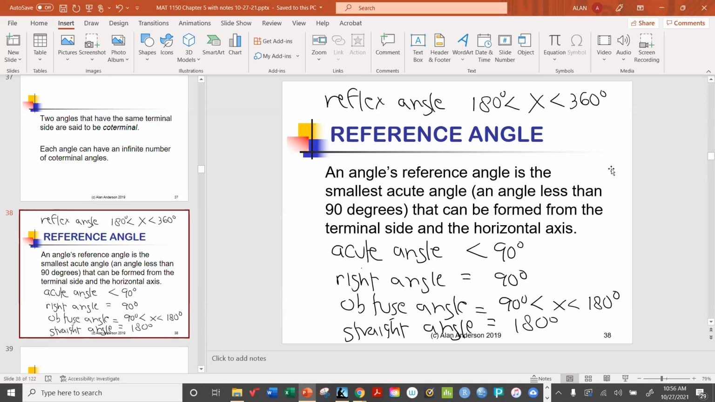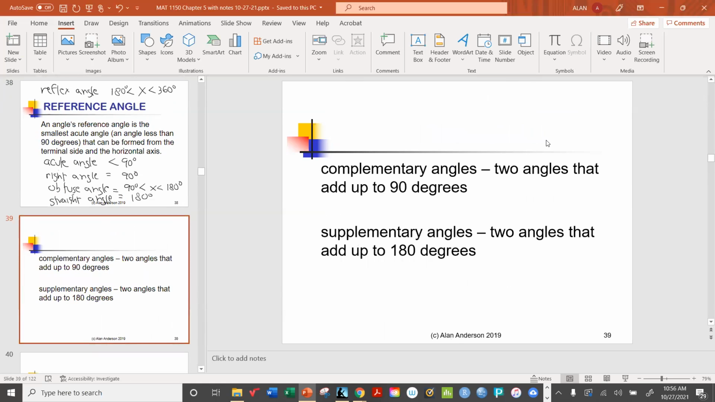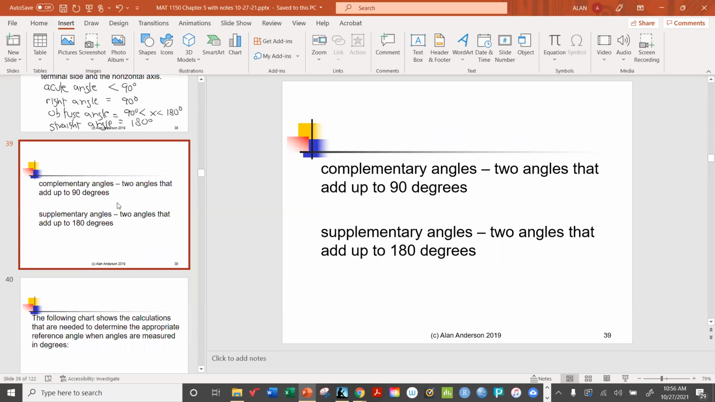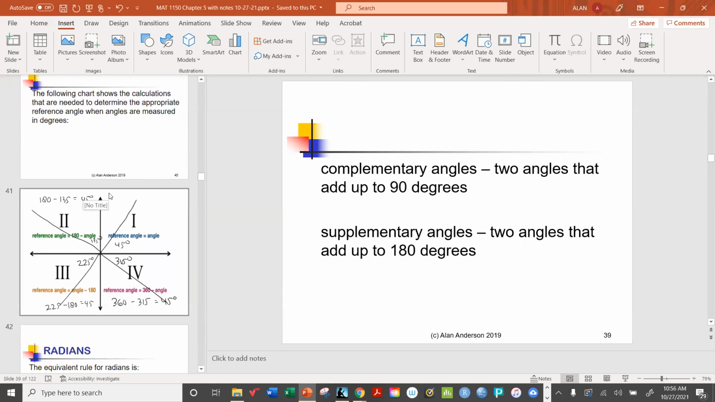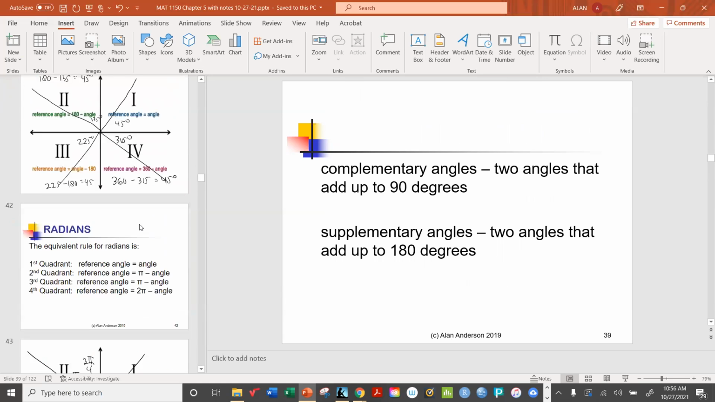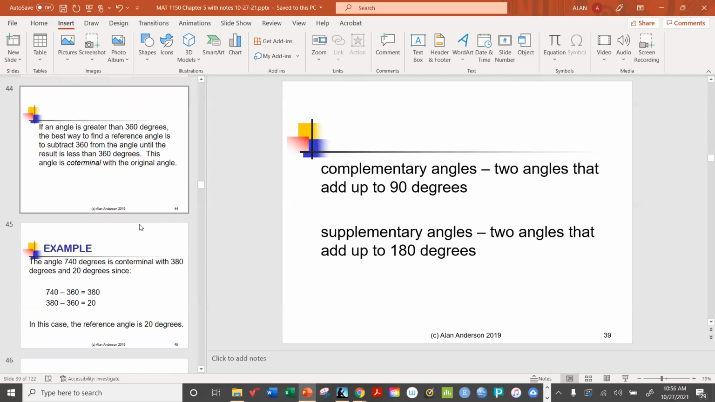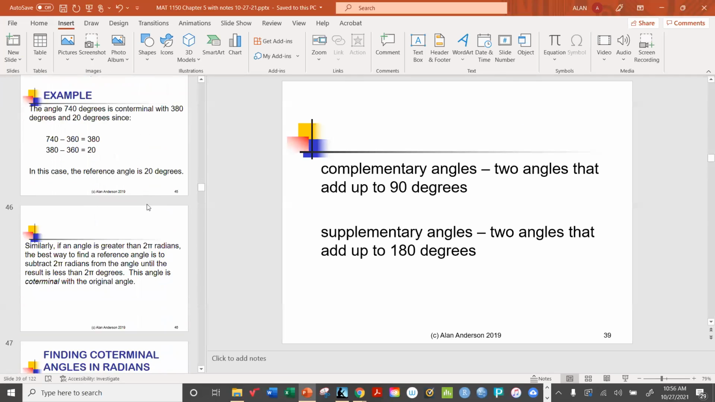All right, and what else do we need to review? Let's say, complementary angles add up to 90, supplementary add up to 180. It's not that big of a deal, but if you run into these words, you don't want to have to be constantly looking them up again.